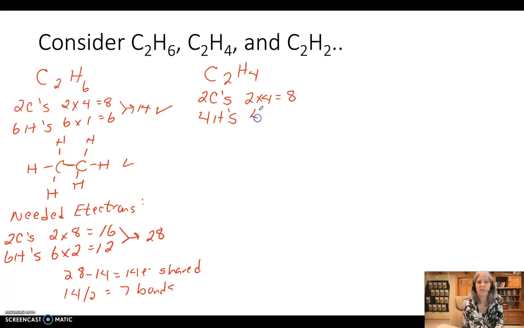Hydrogen is in group 1, so each one has 1 valence electron. That's 4, and so now we've got a total of 12 valence electrons. Okay, again, we're going to make our skeleton, and the only way that we can do it is like this, because the hydrogens have to be on the outside.